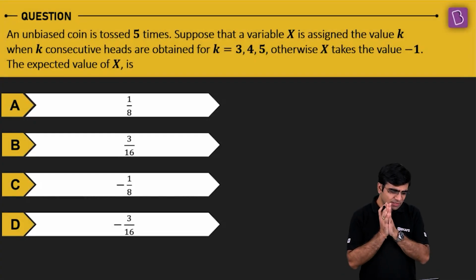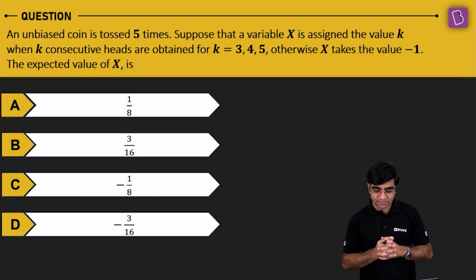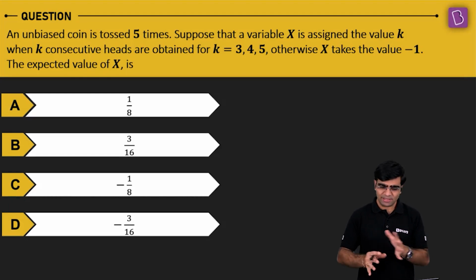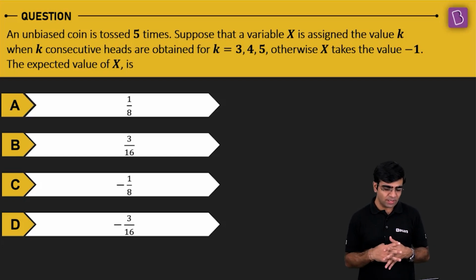Now this question: an unbiased coin is tossed 5 times. Suppose that a variable x is assigned the value k when k consecutive heads are obtained, for k equal to 3, 4, 5. That is, if there are 3 consecutive heads, we'll put the value as 3. If I have 4 consecutive heads, I'll put it as 4. If I have 5 consecutive heads, I'll put it as 5.